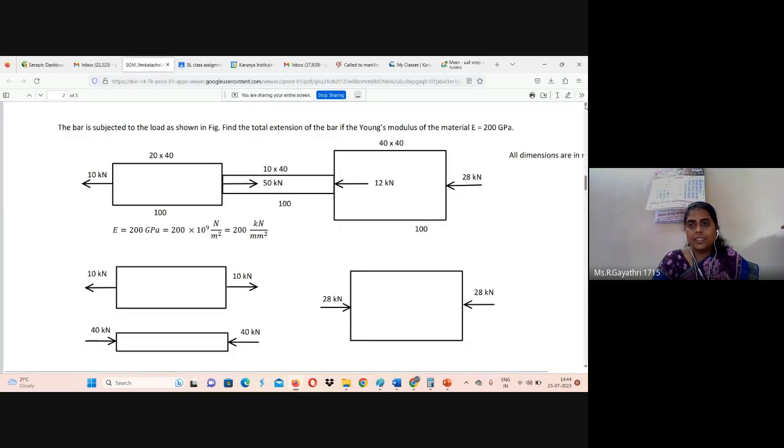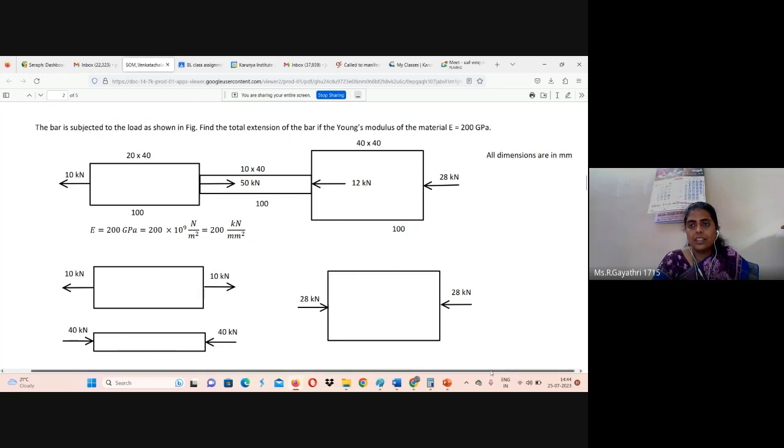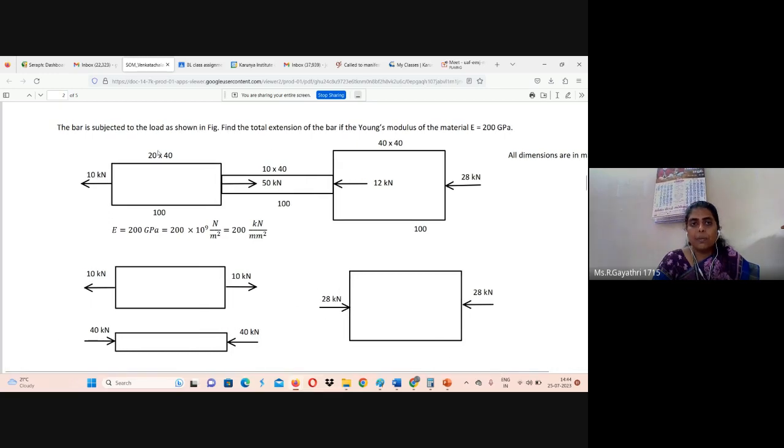Okay, next we can solve this problem. Can you write this question alone? The bar is subjected to the load as shown in the figure. You can copy only the first diagram. Find the total extension of the bar if the Young's modulus of the material is equal to 200 GPa. Young's modulus value is 200 GPa.